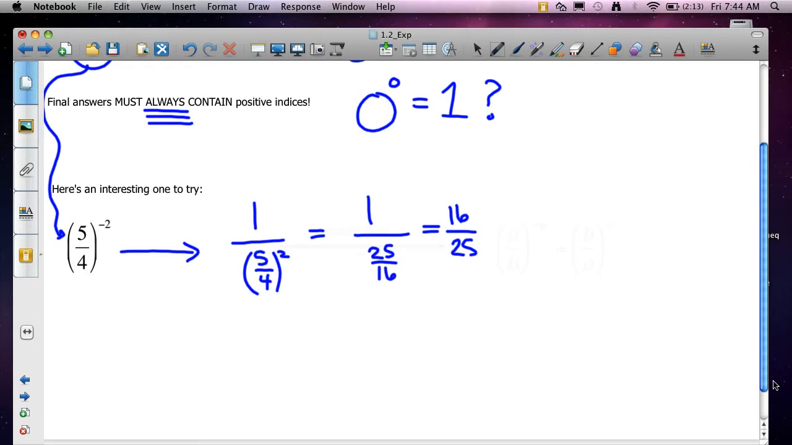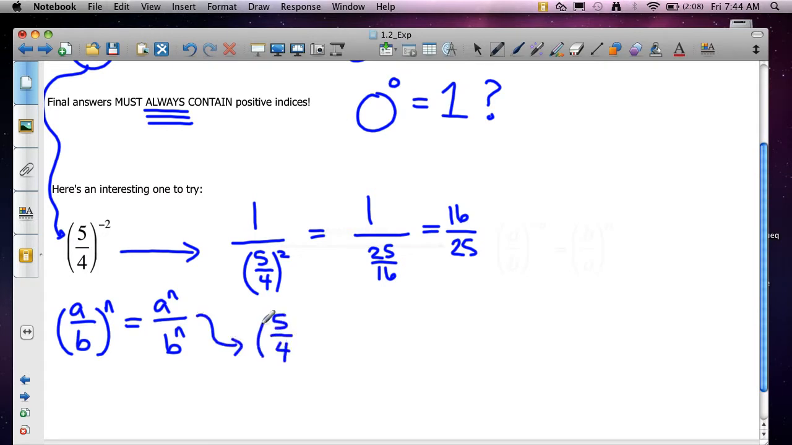Remember the rule where if you have a over b to the n means you have a to the n over b to the n? Yes, you remember? No? All right, go back and remember. Let's apply that to this problem. So I have 5/4 to the negative second. That means I have 5 to the negative second over 4 to the negative second.